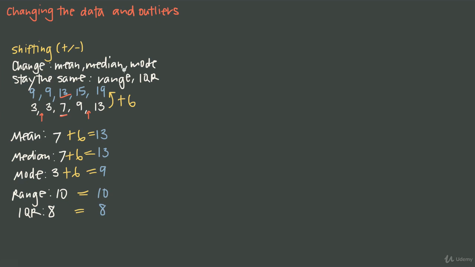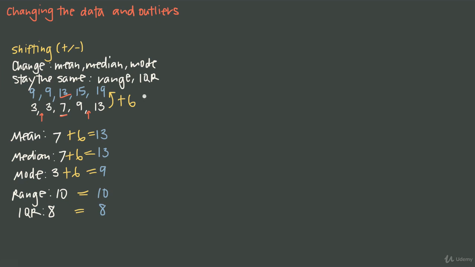So the punchline is what I already had written here, that when we shift the data set either by adding a constant like we did here with plus 6, or by subtracting a constant, in both cases, the mean, median, and mode will change by that same constant value, but the range and the interquartile range will stay the same.